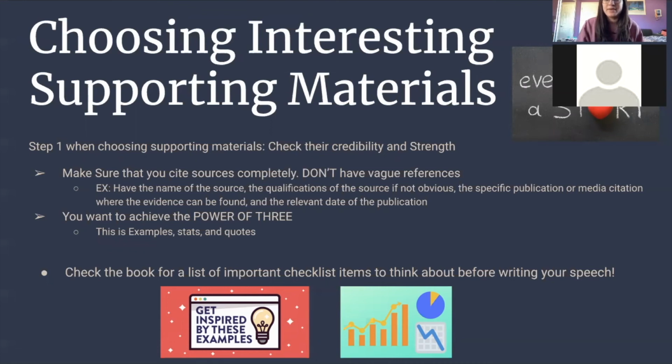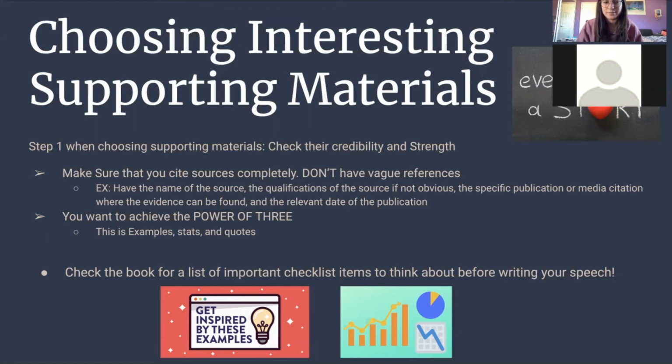First, make sure that you cite sources completely. Don't have vague references. You want to give people a complete source. For example, have the name of the source, the qualifications of the source if it's not obvious, the specific publication or media citation, where the evidence can be found, and the relevant date of the publication. These are very important.